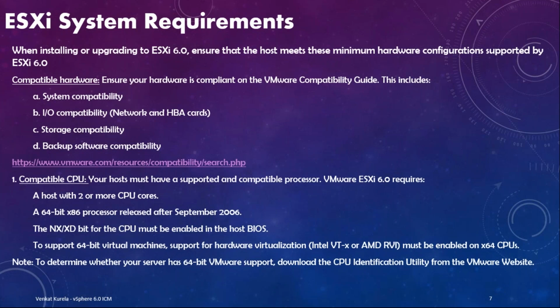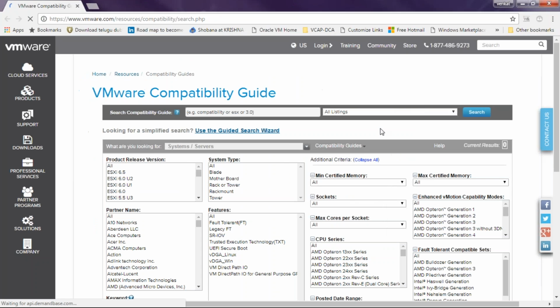Okay, so well, you need compatible hardware. To make sure of the compatibility of the hardware, you always go to this particular site. This site tells you what version of ESX you want to install, let's say 6.0. Is that a rack server? Is that a rack mountable server? Is that a tower server? Is that a blade server? What is it that you want to install?